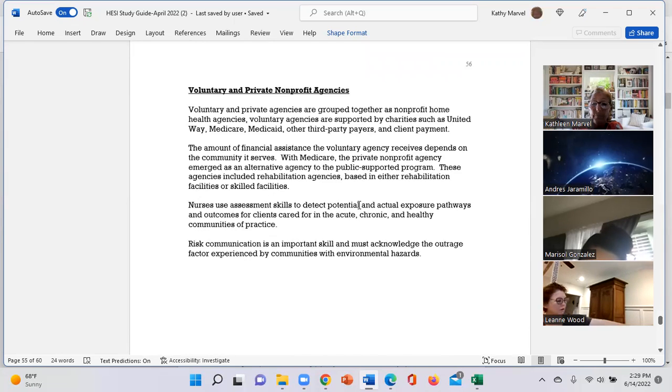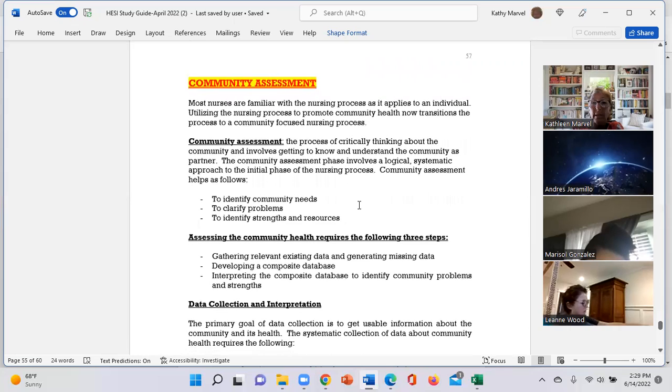Okay. And then the last section is community assessment. I'm not sure why this is last, it should be back at the top, but again, this is our last concept covered in the study guide, right? Why do we do a community assessment? Why is it important? What is the process?